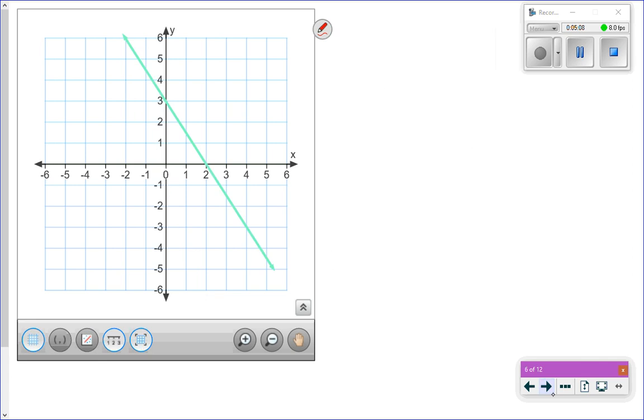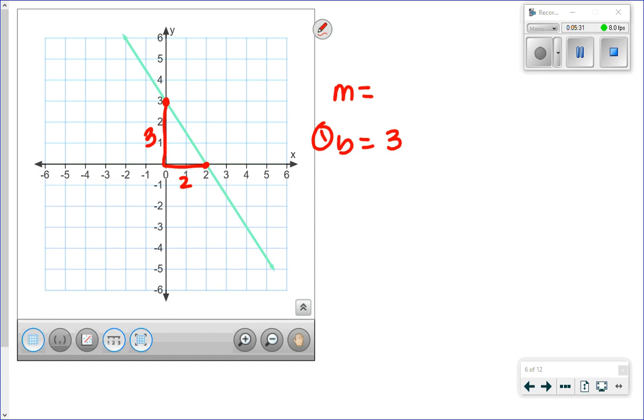Okay, next example, I'm going to write out m and b. This is the first step. So my y-intercept would be found at 3, and a place where it crosses perfectly would be here at 2. I'm going to draw my triangle. It's going to rise 3 and run 2. So that means it's going to be 3 over 2.